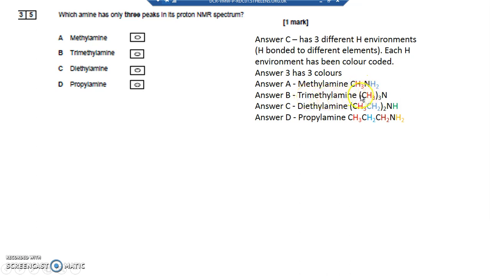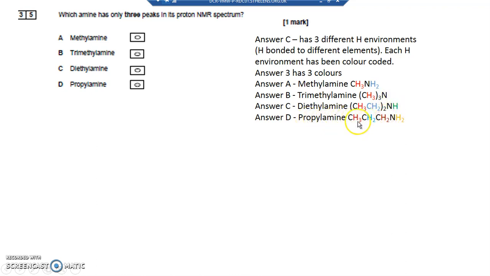Trimethylamine, so 3 methyl groups around an N, so that's a tertiary amine with 3 methyl groups off the N. Diethylamine, and ethyl is a CH3CH2, it's got 2 of them, so the N is bonded to a carbon and another carbon, the 2 ethyl groups, and it's got 1 H.